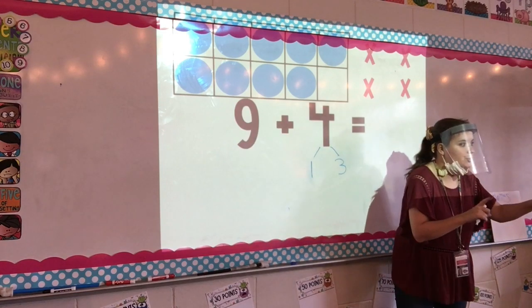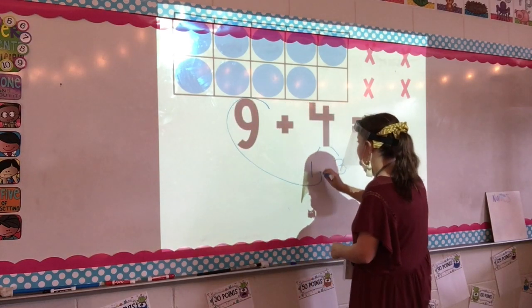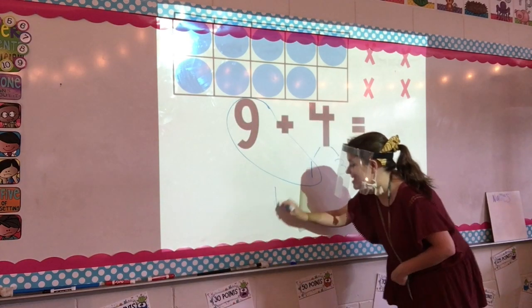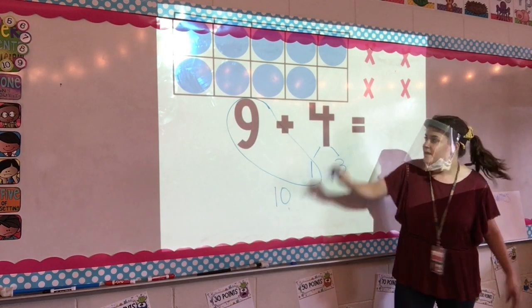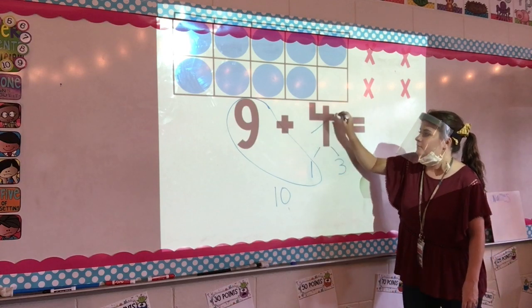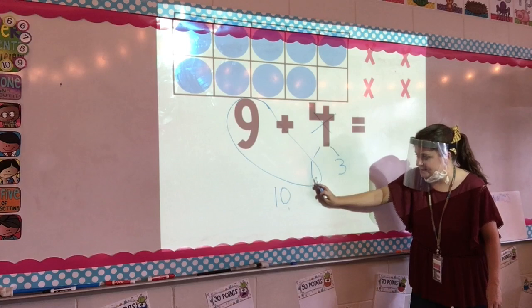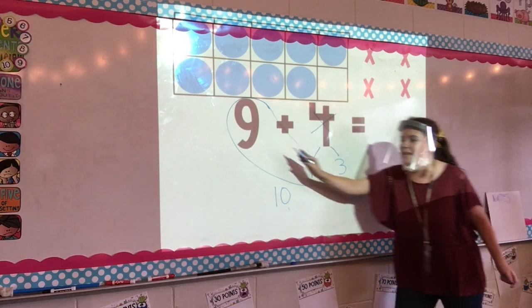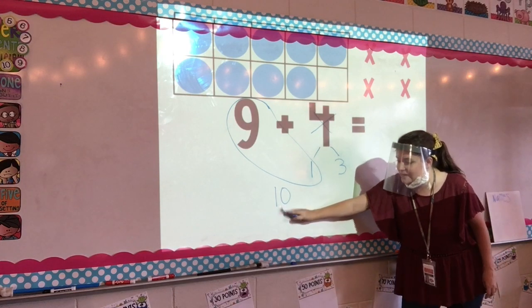So watch what I can do. I can circle my 9 and 1 and get 10. Now look at the problem. Instead of 9 plus 4, now look, this 4 is not here anymore because I just broke it up into 3 and 1. But now instead of 9 plus 4, I have 10 plus what's left?